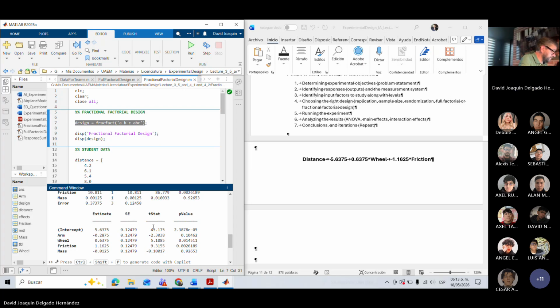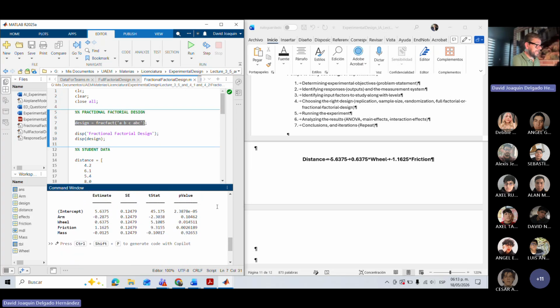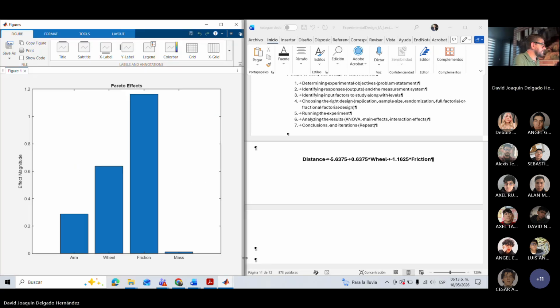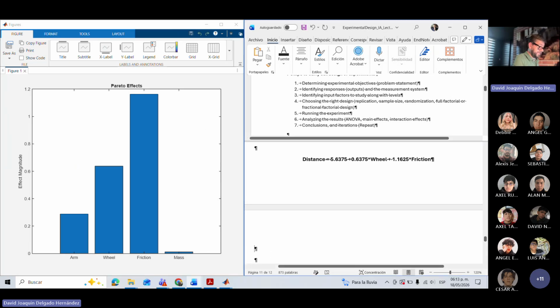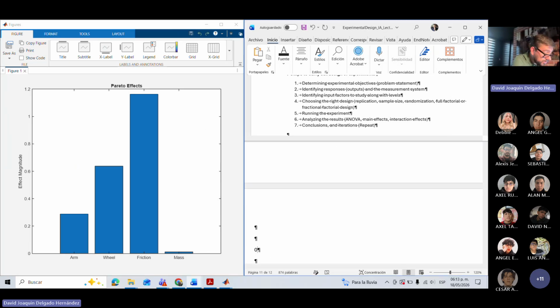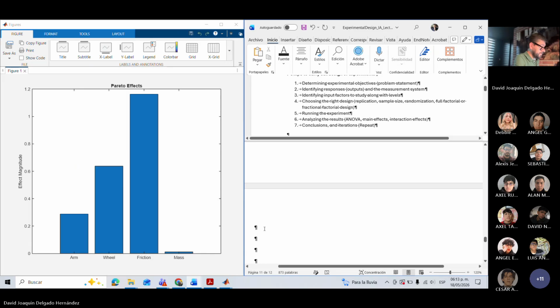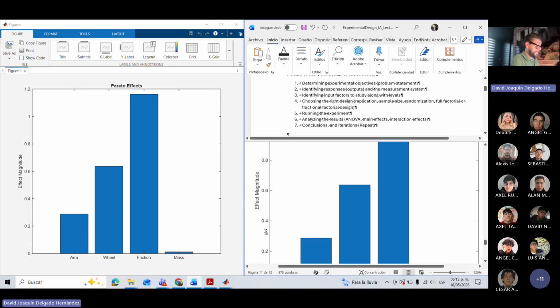Perfect. And let us now look at the figure. So the figure, let me go to the figure. Here we are. So I am going to copy the figure here. Sorry, figure here. So let's copy figure. Okay, paste.